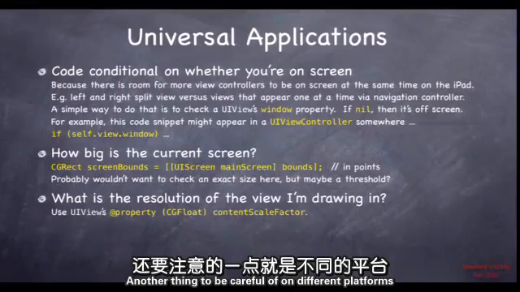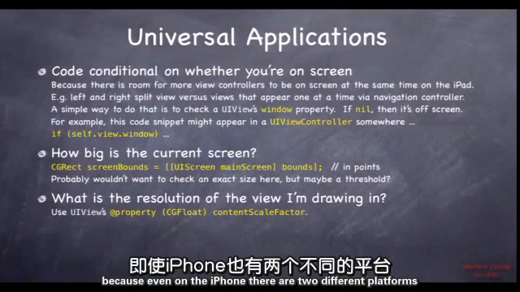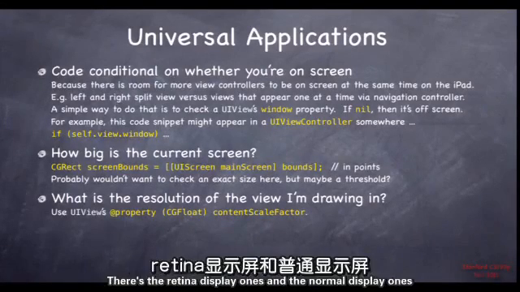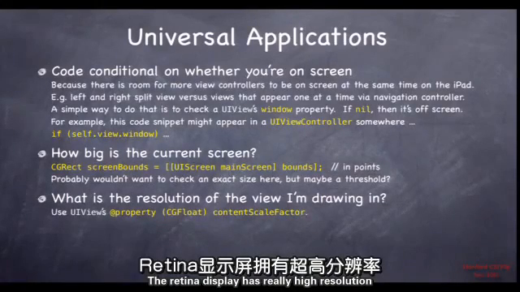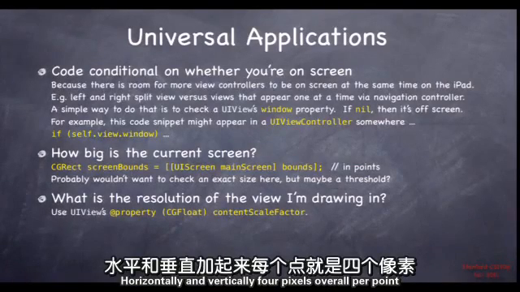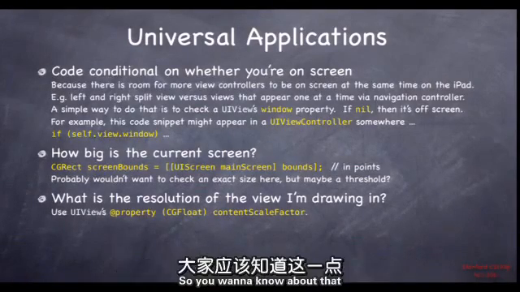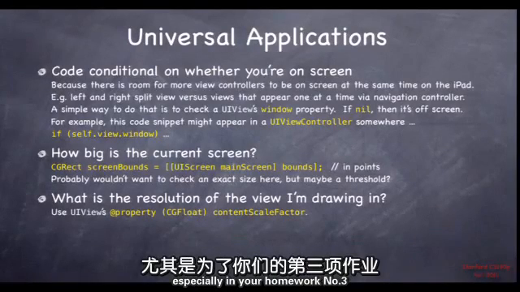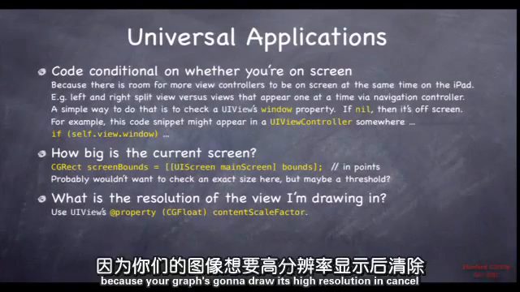One other thing to be careful of on different platforms, because even on the iPhone there's two different platforms. There's the Retina display ones and the normal display ones. And the Retina displays have really high resolution, 2 pixels per point, horizontally and vertically, 4 pixels overall per point. So you want to know about that, and especially in your homework, number 3, you're going to want to know, okay, because your graph is going to want to draw as high resolution as it can.